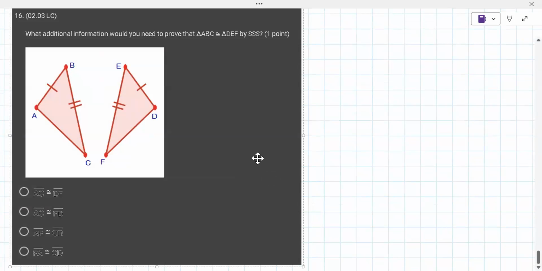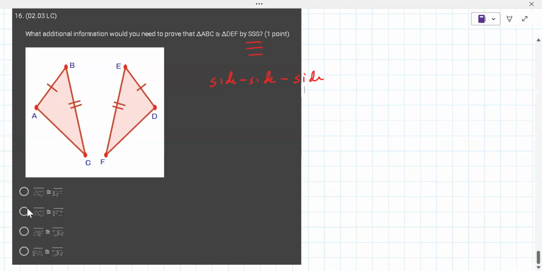All right. What additional information would you need to prove that triangle ABC is congruent to triangle DEF by SSS? SSS stands for side, side, and wait for it, side. Yeah, pretty creative. So all three sides have to be congruent, and right now you only have two sides congruent. AB has a single line that goes with ED, BC goes with a single line ED. Take a look here. What do you see?